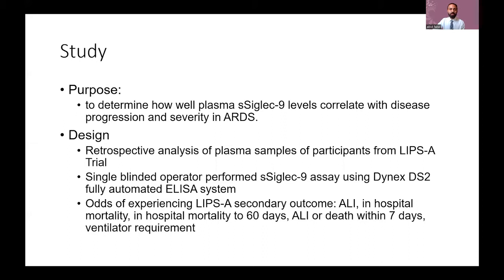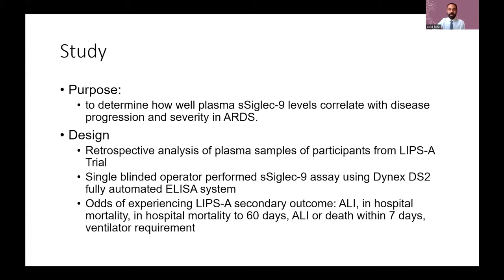That leads us to our study, the purpose of which was to determine how well plasma soluble Siglec-9 levels correlate with disease progression and severity in ARDS. To accomplish this, we obtained plasma samples from participants of the LIPS-A trial, or the lung injury prevention study with aspirin. This was a randomized controlled trial looking at whether aspirin could prevent ARDS in patients who were deemed to be at high risk of developing ARDS using the lung injury prediction score.